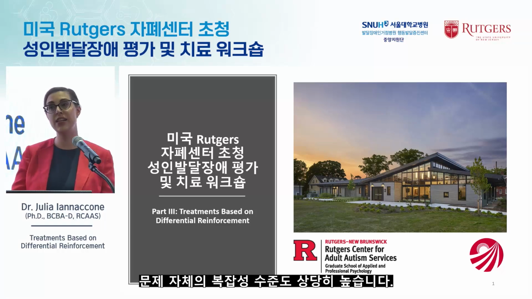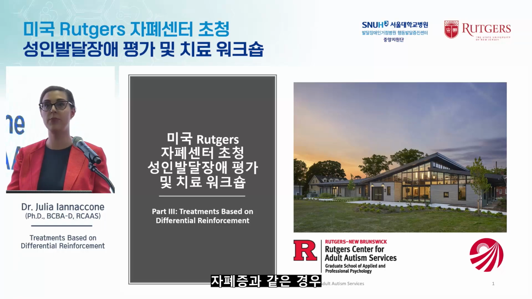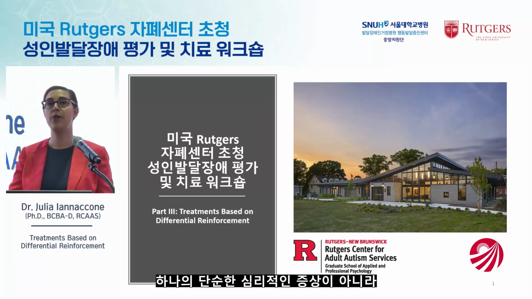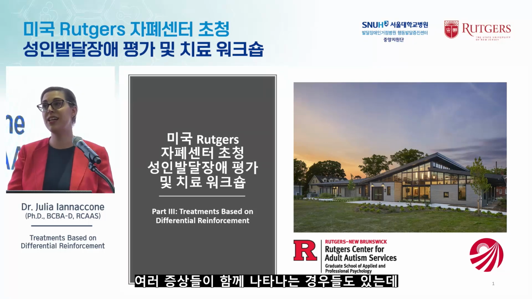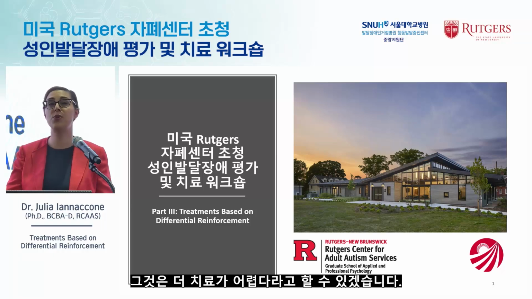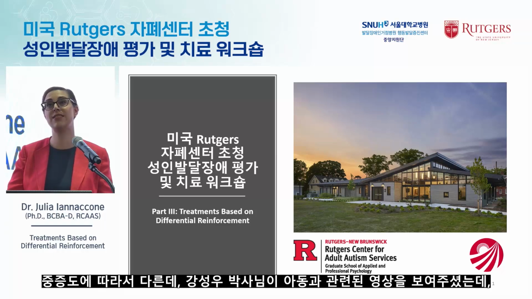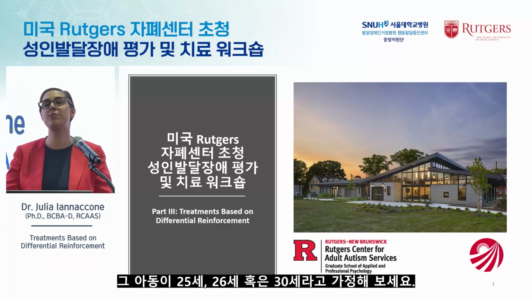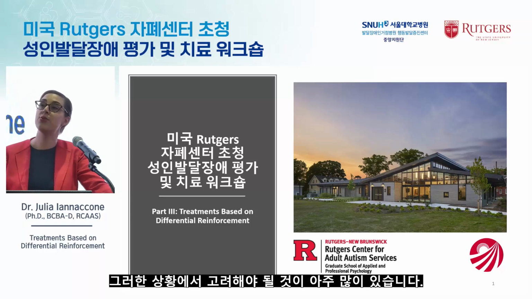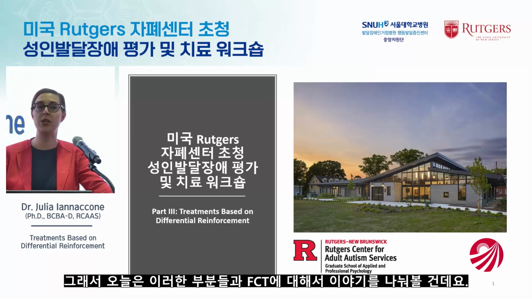Oftentimes, they're more complicated as well. We see a lot of clients with comorbid diagnoses. Autism's not their only psychological diagnosis, and so that makes it a little bit more difficult. And also talking about the severity, you saw some of Sungwoo's videos of children. Imagine those individuals when they're 25 or 26, a lot bigger, even 30. And so there are some considerations that you have to make in those situations. And so I'm going to talk about some of those today when I go through functional communication.